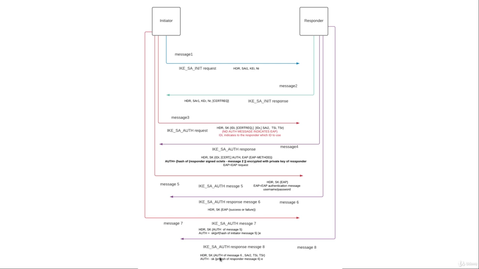Part of message 8 is the auth, which is message 6 signed octets, meaning message 6 hash encrypted with the key encryption for responder. The reason why it is doing that is to avoid a man-in-the-middle attack as well. Finally, when the initiator gets message 8, phase 2 is established. We call this phase 2, but the way it is named in IKE version 2 is different.